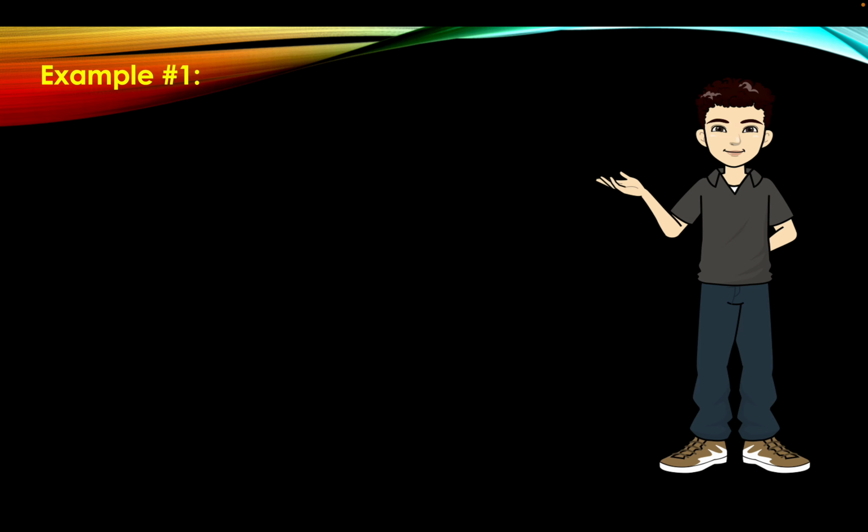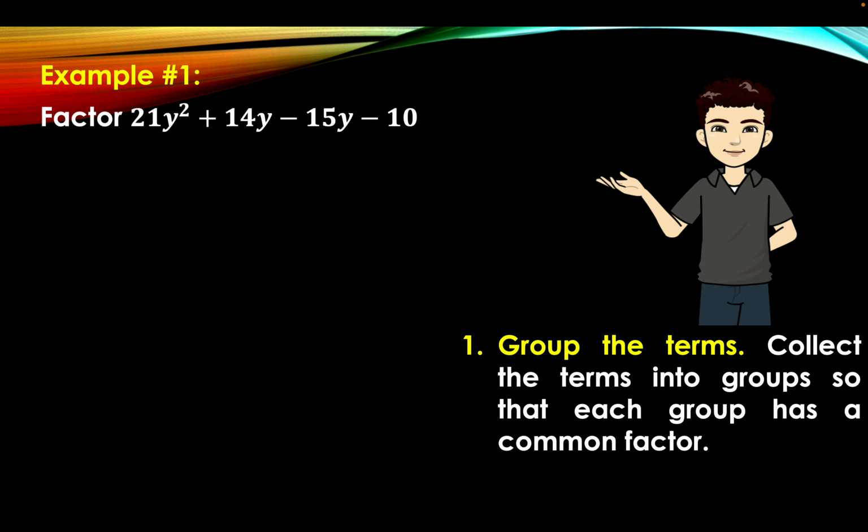Going back to the example polynomial earlier, let's try factoring 21y squared plus 14y minus 15y minus 10 by grouping. So the first step is we're going to collect the terms into groups so that each group has a common factor. In this polynomial, we can see that 21y squared and 14y have a common factor. The same also with negative 15y and negative 10. This means that we can group 21y squared and 14y as one group and negative 15y and negative 10 as another group.